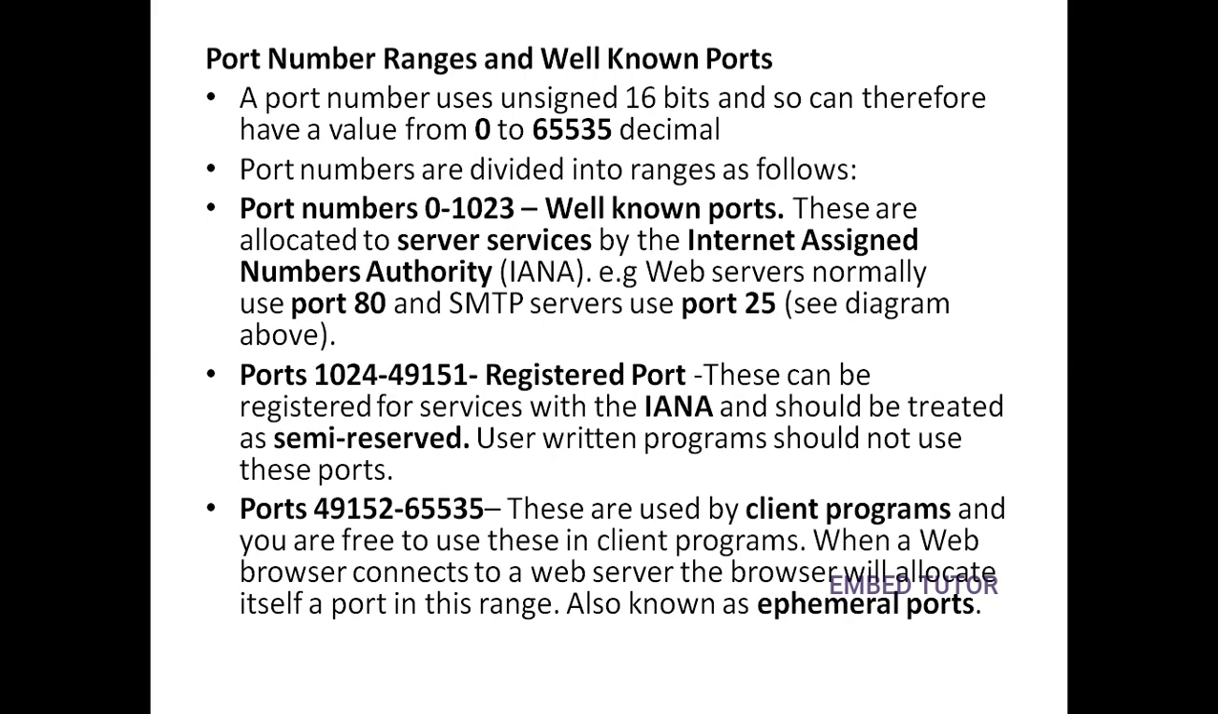Now we will have some detailed discussions about the port number. The port number is basically an unsigned 16-bit number, so its value ranges from 0 to 65,535. And the port numbers are divided into three categories. The port number 0 to 1023 is called well-known port number, and it is assigned to the popular server services by the Internet Assigned Numbers Authority, IANA. For example, you all know that the port number 80 is for Hypertext Transfer Protocol and the port number 25 is for Simple Mail Transfer Protocol.